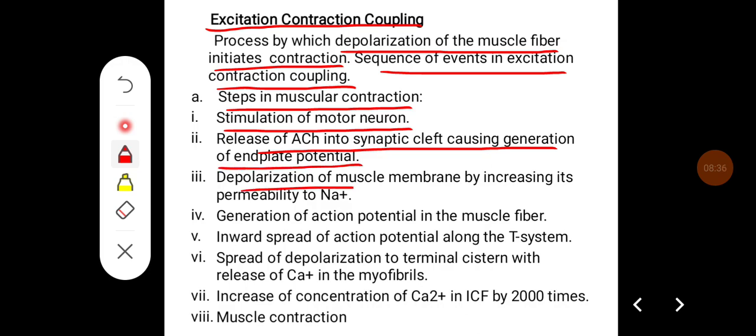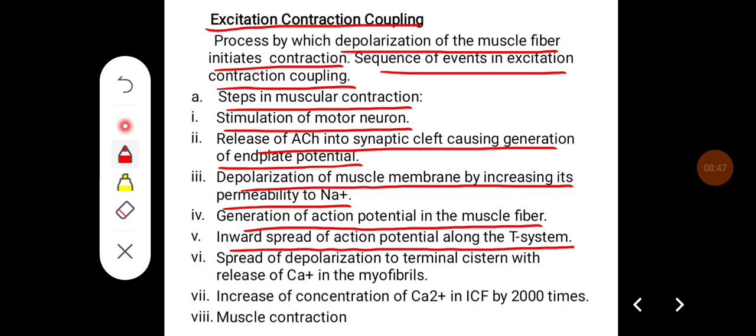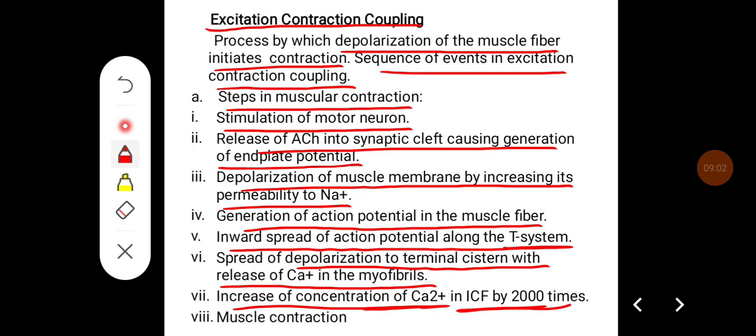Then there will be depolarization of the muscle membrane by increasing its permeability to sodium. Then there will be generation of an action potential in the muscle fiber. Then there will be inward spread of the action potential along the T system. Then spread of depolarization to the terminal system with the release of calcium in the myofibrils. Then there will be an increase in the concentration of calcium in intracellular fluid by as much as 2000 times, which is going to lead to the muscle contraction.